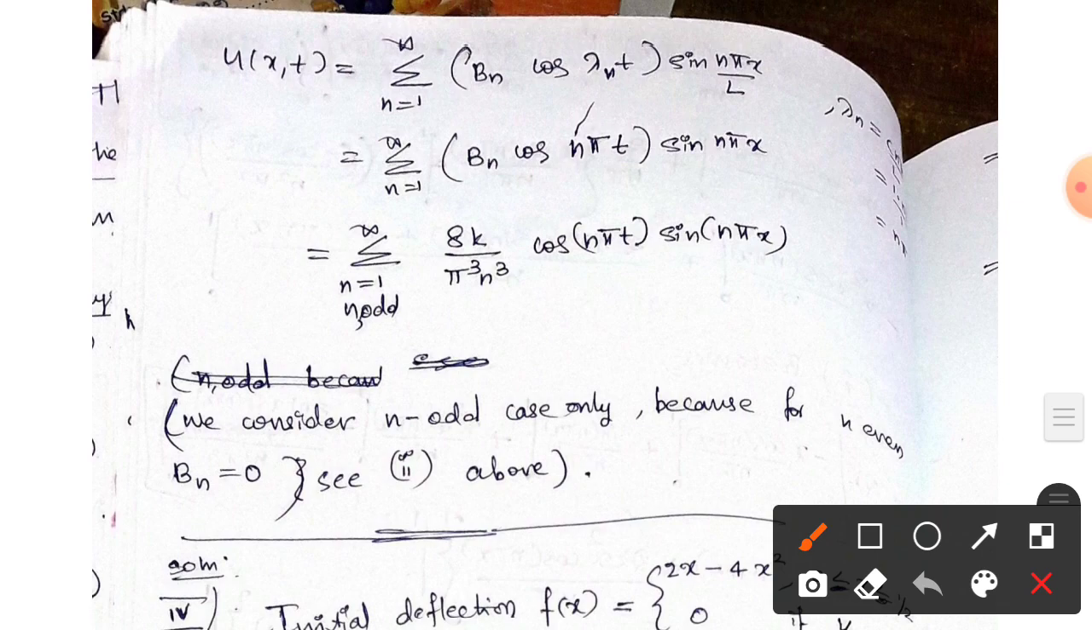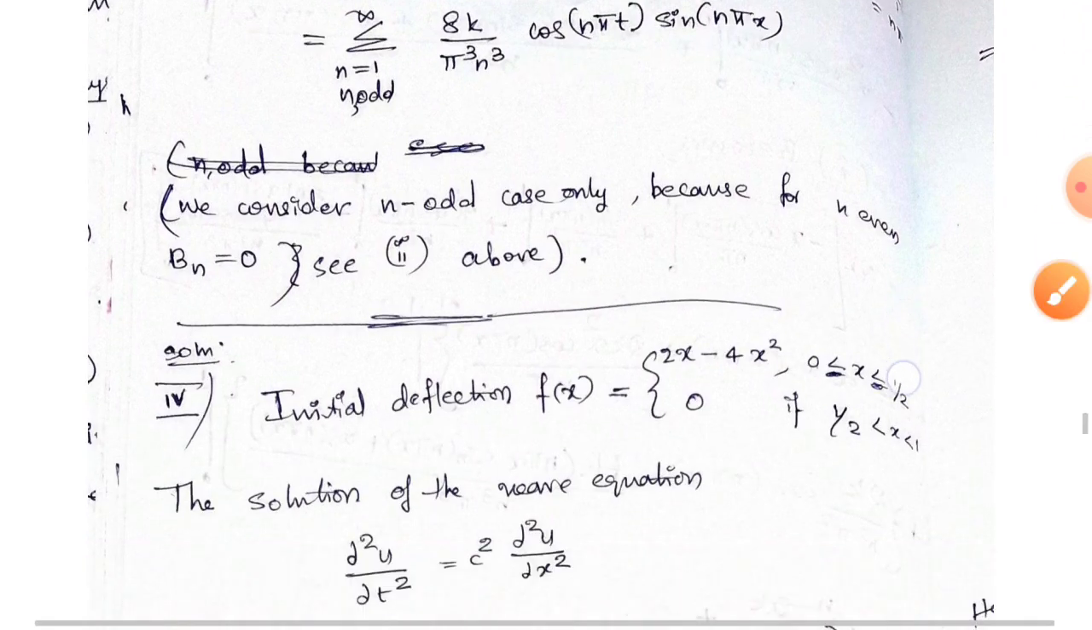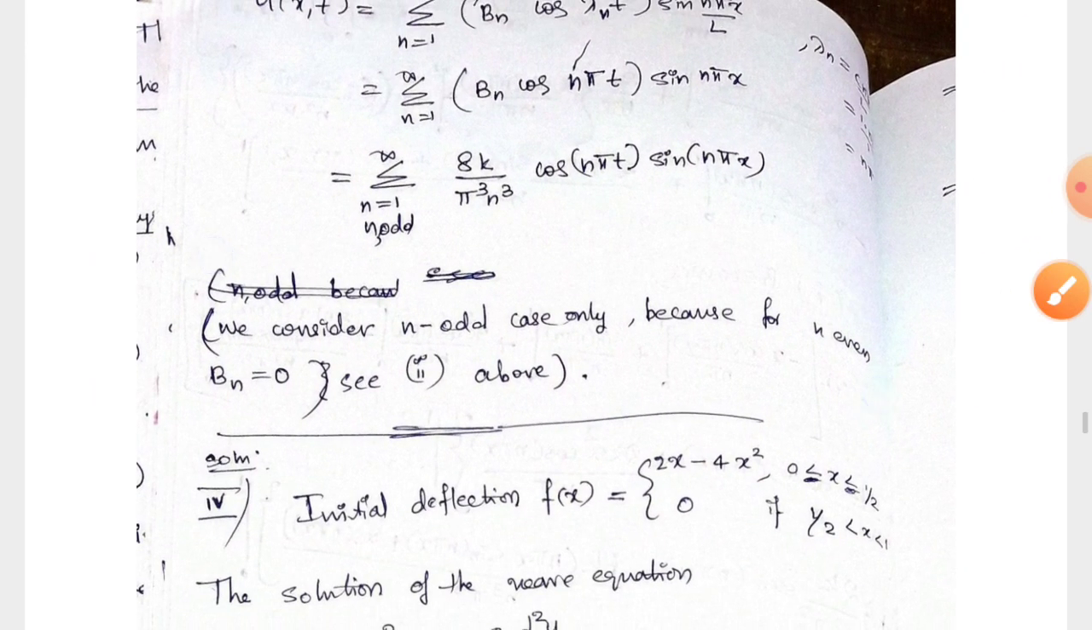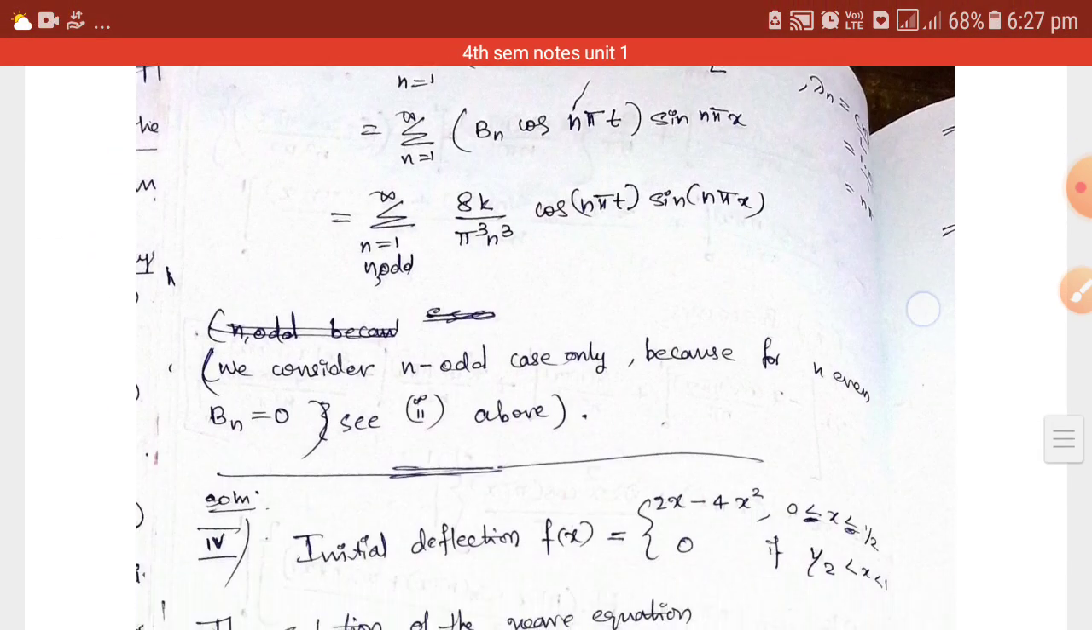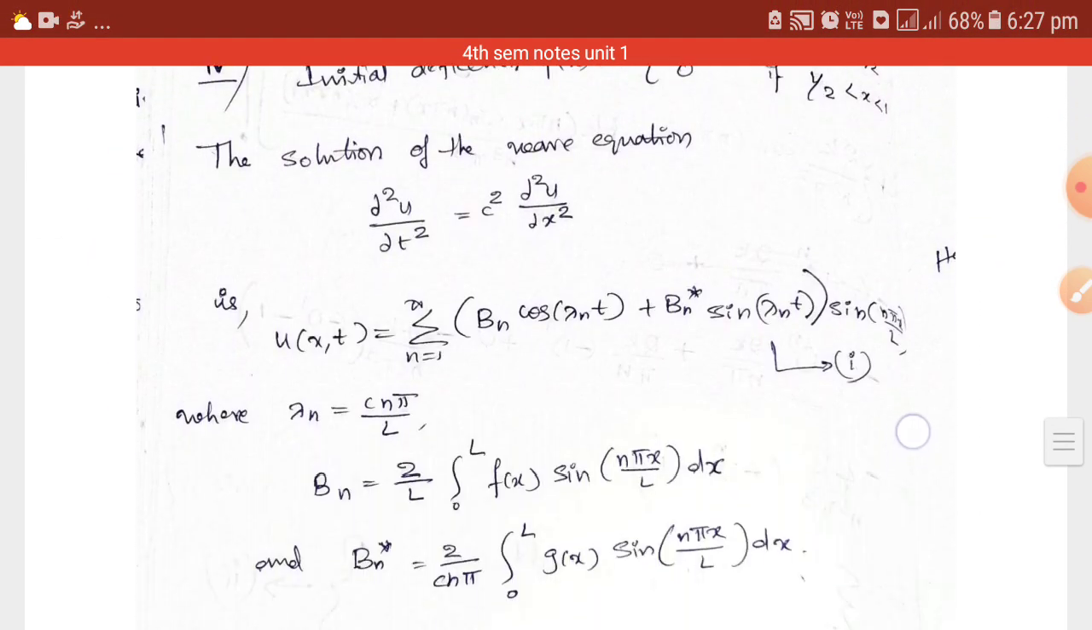സോ സമ്മേഷൻ n is equal to 1 to infinity, n ഓഡാണ്. എന്തിനാണ് എഴുതിയത്? കാരണം ഈവൻ ആവുന്ന കേസിൽ bn എന്നുള്ളത് കംപ്ലീറ്റ് ആയിട്ട് 0 ആണ്. സോ n ഓഡ് 8k by π³n³ cos nπt sin nπx ആണ് ആൻസർ. ഇതാണ് സൊല്യൂഷൻ.